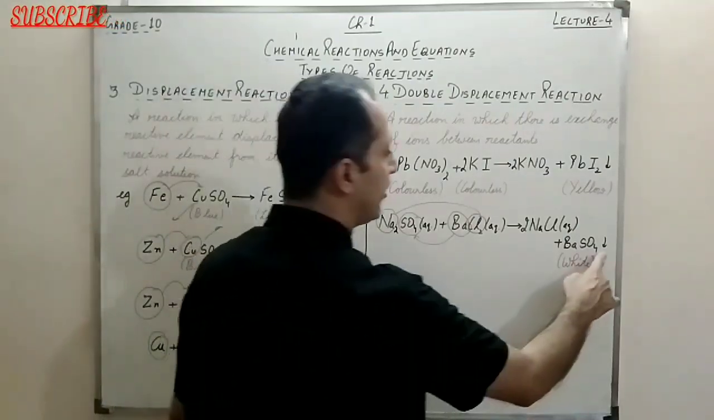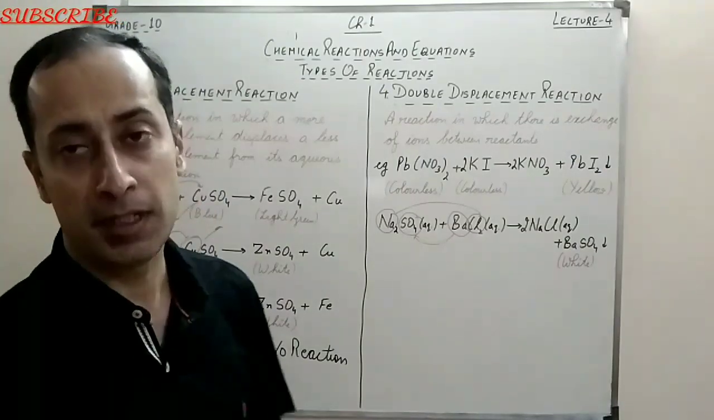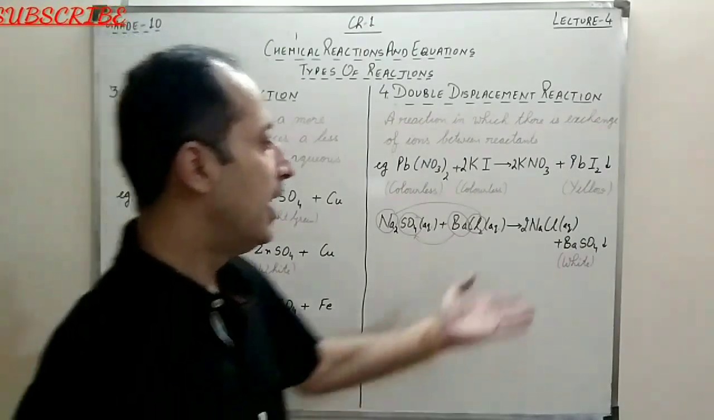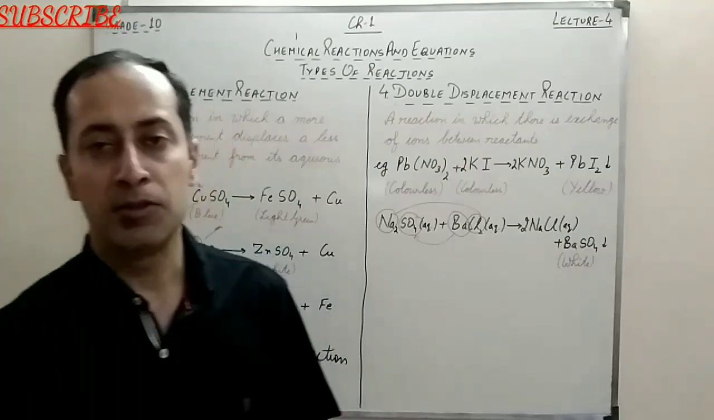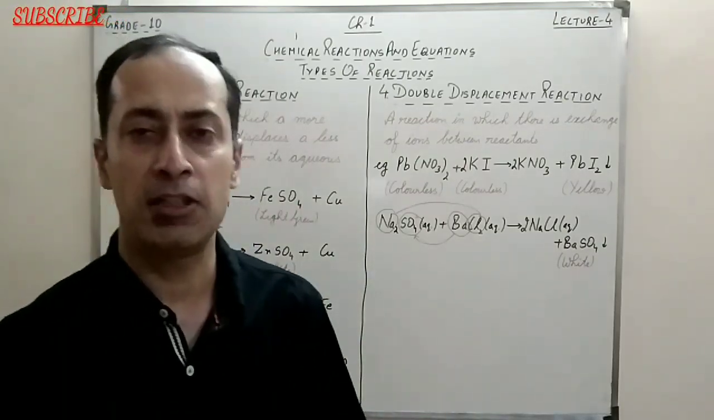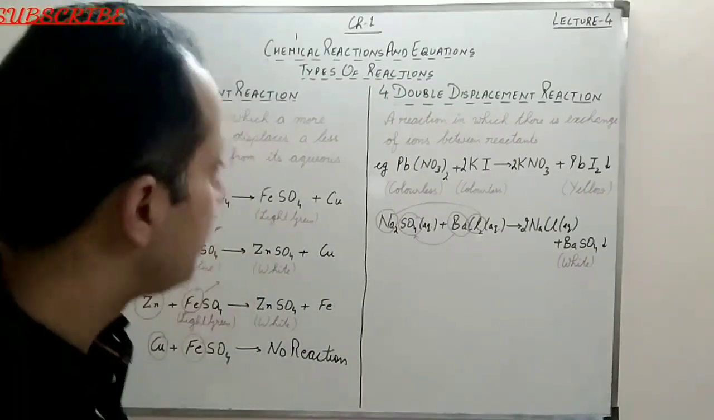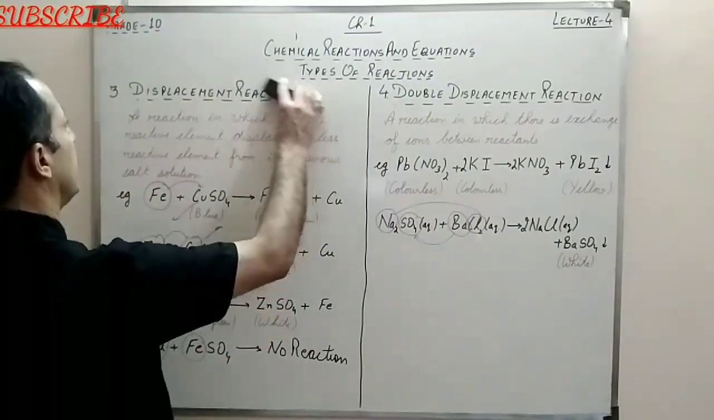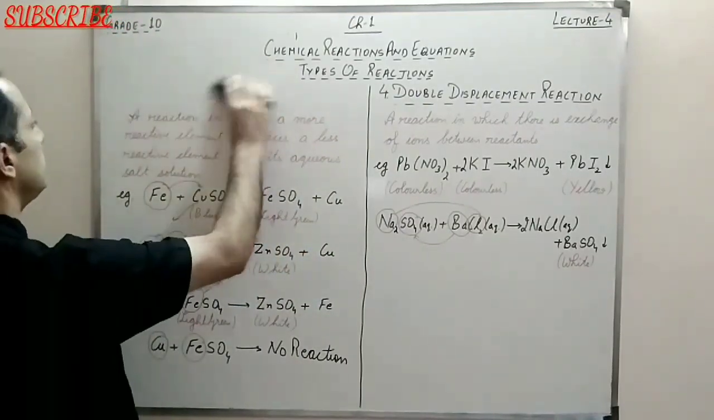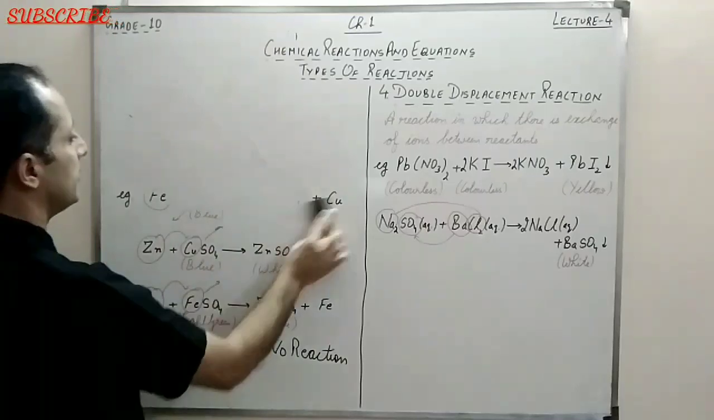Now for barium sulfate, you can see a downward arrow. A downward arrow means precipitate is formed, and it is white in color. So these are the third and fourth types of reaction. We go to the next one, which is called the reduction and oxidation reaction. As the name suggests, reduction oxidation, it means we're talking about something related to oxygen.